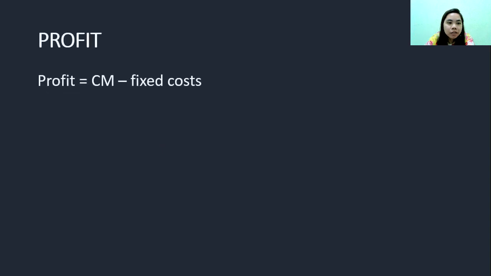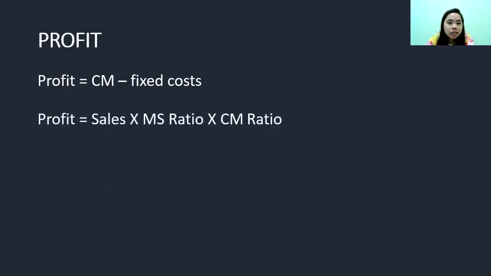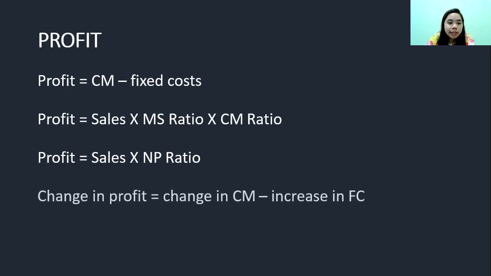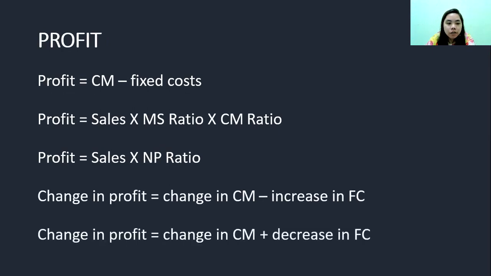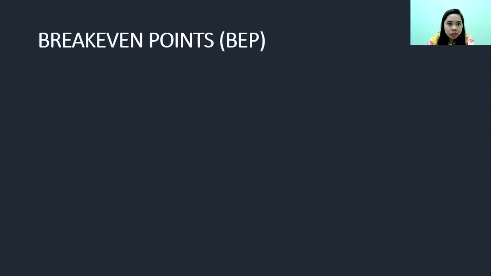Then for profit, profit is equal to contribution margin less fixed cost, or sales times the margin of safety ratio. Later on, we will know what this margin of safety is. Sales times margin of safety ratio times your CM ratio, or sales times your net profit ratio. Or change in profit is equal to change in CM less increase in fixed cost. Change in profit can also be derived by adding change in your contribution margin plus your decrease in fixed cost.